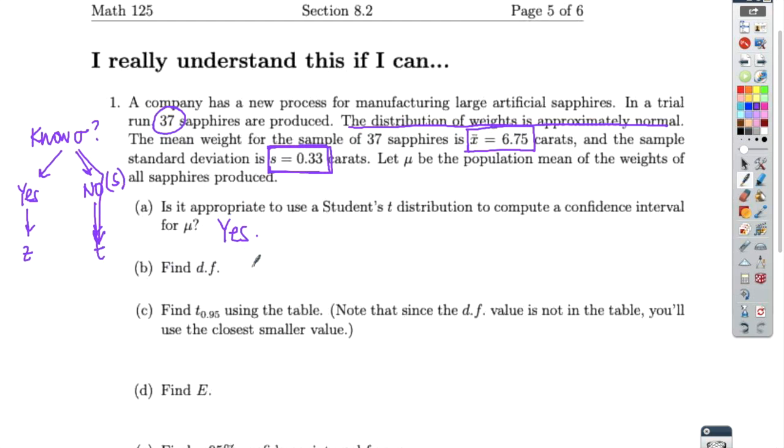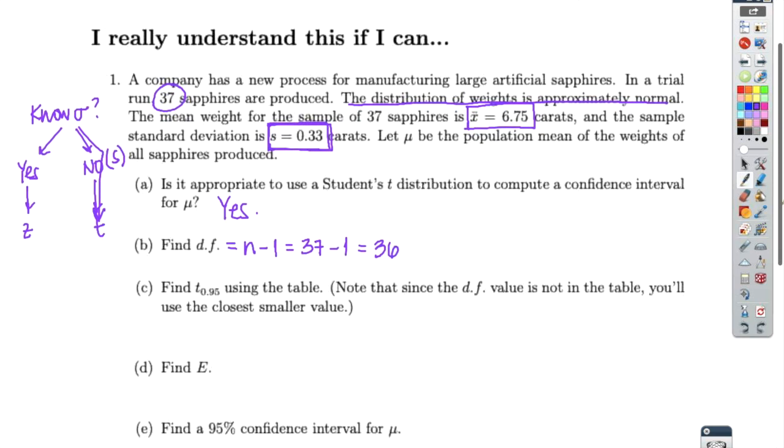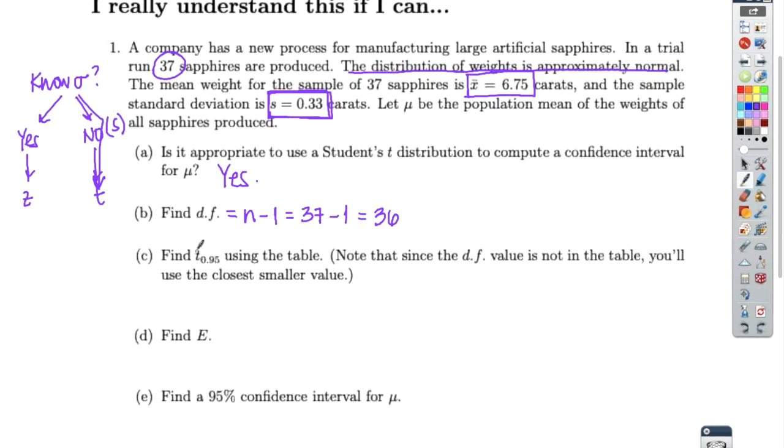Okay, part B, find the degrees of freedom. Well, degrees of freedom is just sample size minus 1. So since our sample size in this problem is 37, our degrees of freedom will be 36. Okay, part C, find the 95% critical value using the table. Okay, so let's flip to our table. We've got two pieces of information that we should take with us. First is the degrees of freedom, and then second is this confidence level that we want. So degrees of freedom 36, confidence 95%.